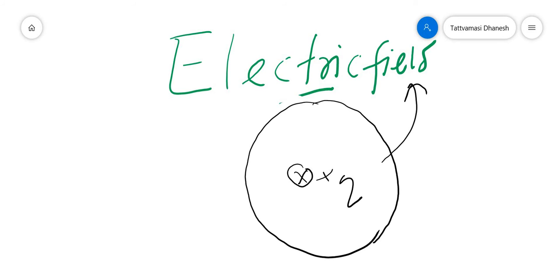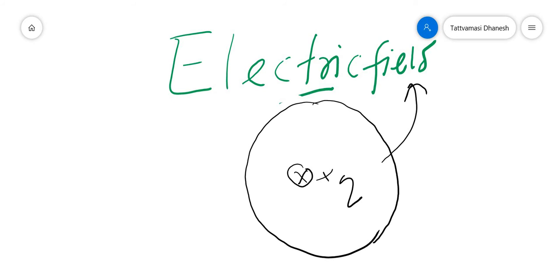So what is electric field? Electric field is the region around a charge where electric force of attraction or repulsion is experienced. Once again, I am repeating it, it is really important. Electric field is the region around a charge where electric force of attraction or repulsion is experienced. If I bring another charge, you will get a force of attraction or repulsion. So this is the definition, this is the concept of electric field.